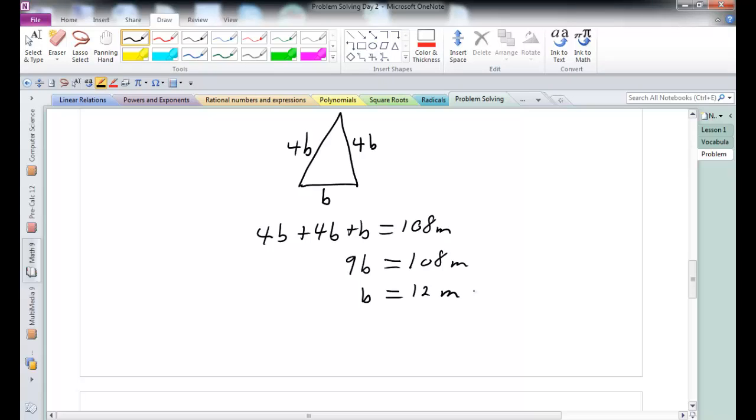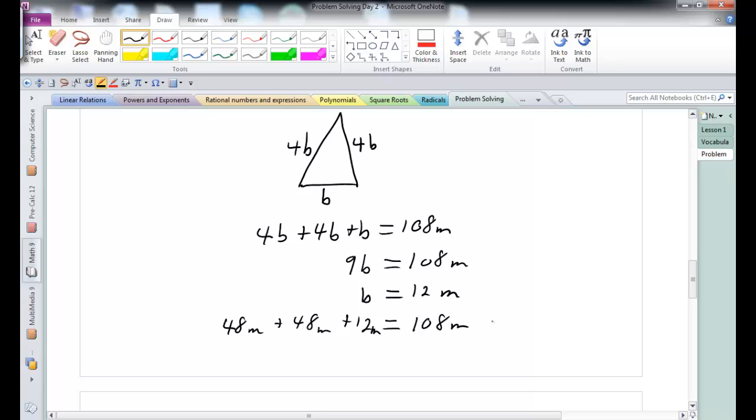Now we should check that, and then we'll have to write up a sentence answer. We said b was 12, which would mean one of the equal sides was 48 meters, and the other one was 48 meters, and then the base was 12 meters. And if you add those up, you get 108 meters. And so we know we've done it correctly.